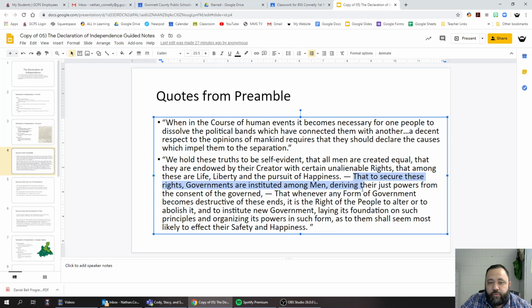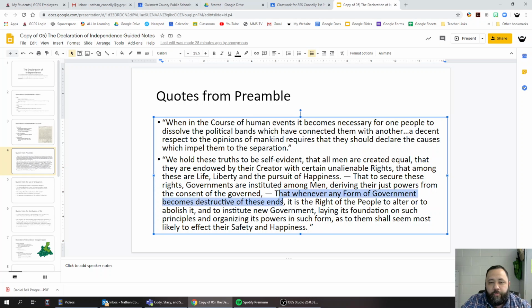"That to secure these rights, governments are instituted among men, deriving their just powers from the consent of the governed." So basically that means that the role of government is to protect individual liberty, individual freedom. A government is legitimate if it gets its powers from the people it governs.